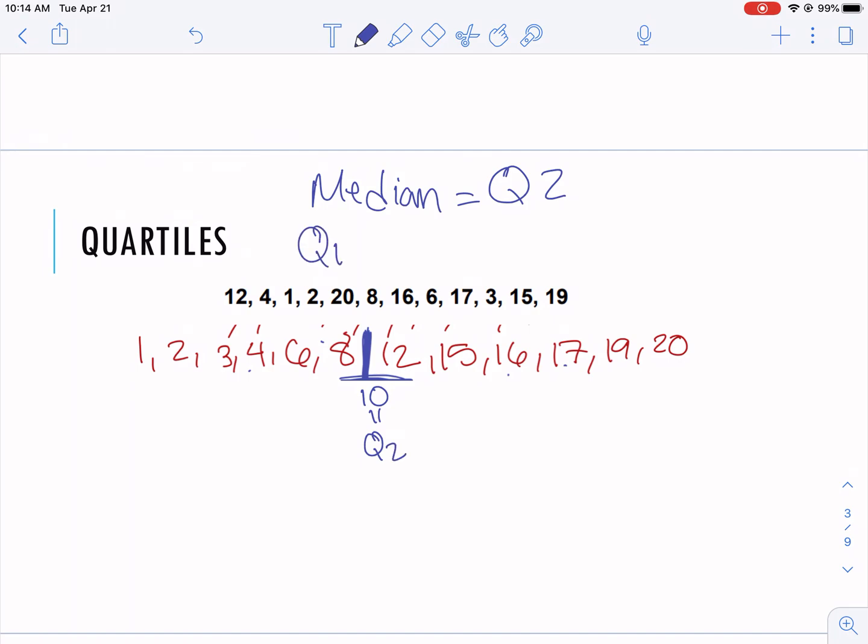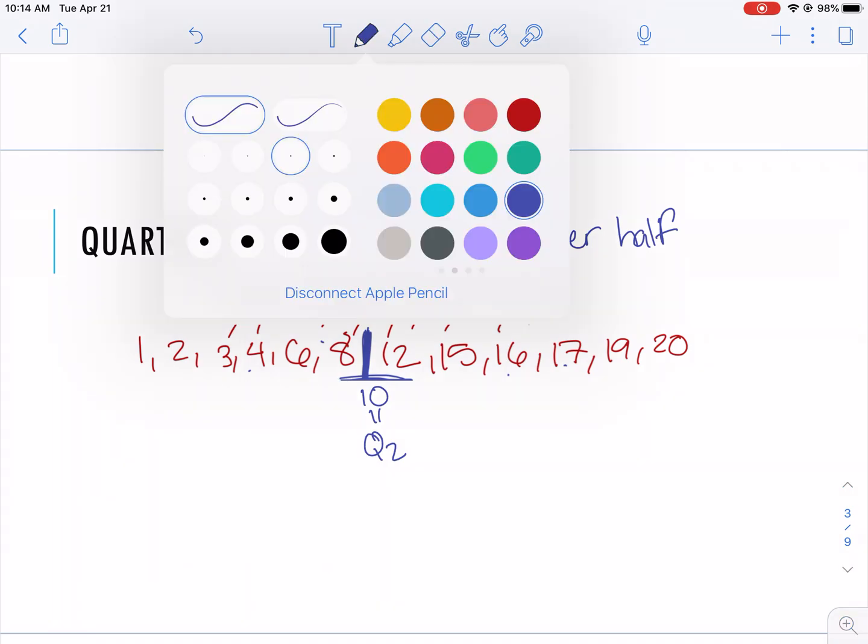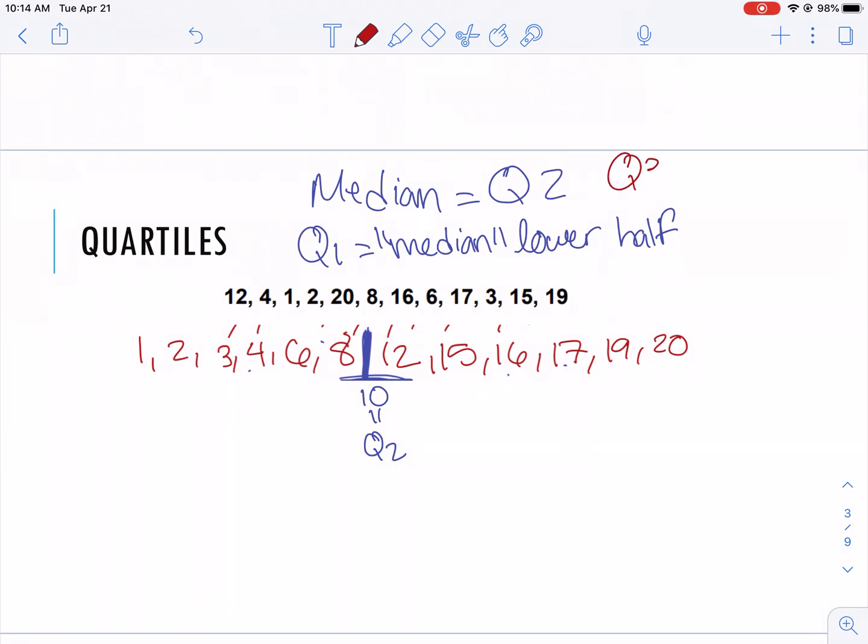To find quartile 1, it's the median of the lower half. And when I say median, it's the number in the middle here. And then for quartile 3, it's the median of the upper half. Okay? So it would be the middle over here.